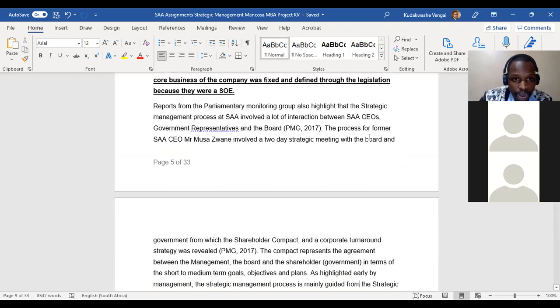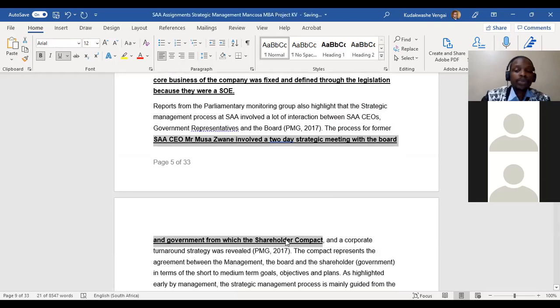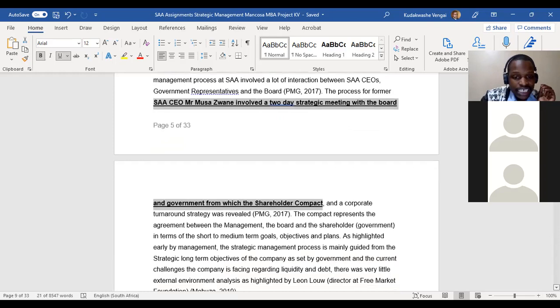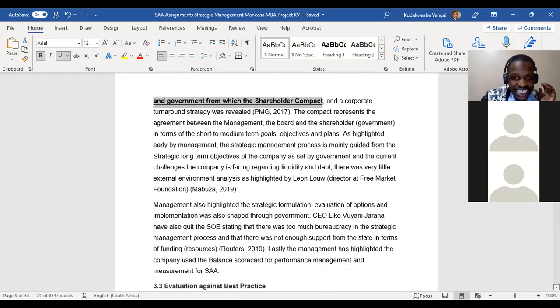Reports from the parliamentary monitoring group also highlight the strategic management interaction between SAA, CEOs, government, and the board. The process by the former CEO involved a two-day strategic meeting with the board and the government. That is what they did for strategic management as part of their process. They had a two-day strategic meeting where the government met with the CEOs to create strategies for the organization.